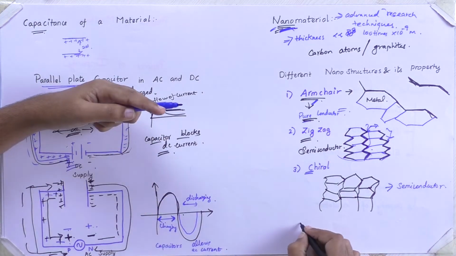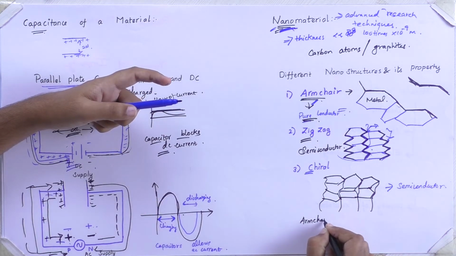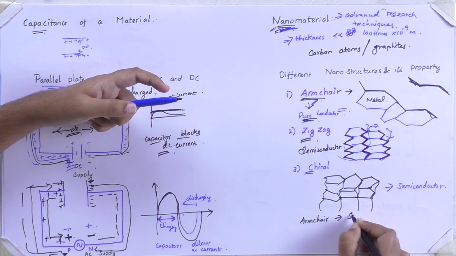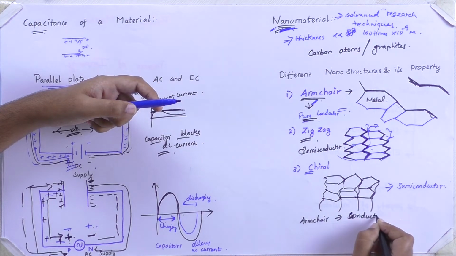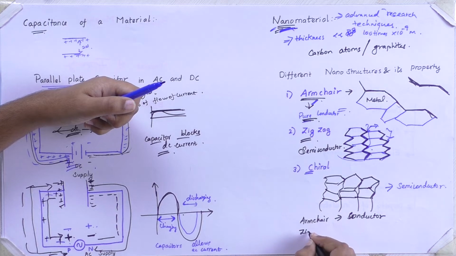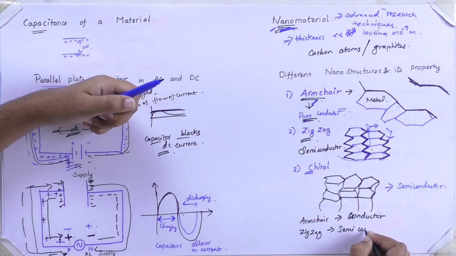Thus we conclude that armchair structure is a conductor, a pure conductor. Zigzag structure is a semiconductor material.